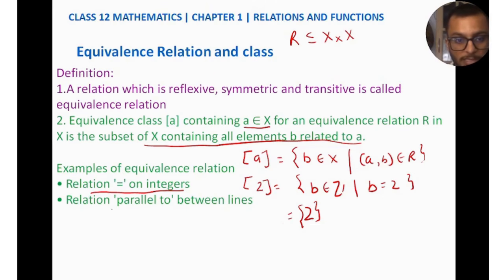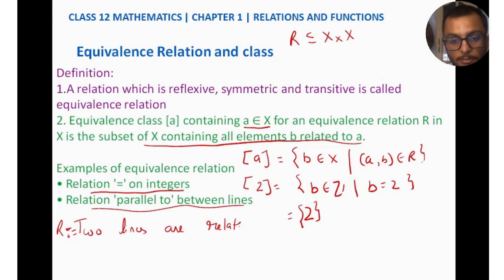Okay. There is one more example of an equivalence relation: parallel to, between lines. That is, I am defining the relation as two lines are related if they are parallel. It is your homework to verify that this relation is an equivalence relation. Okay, now let's move forward.